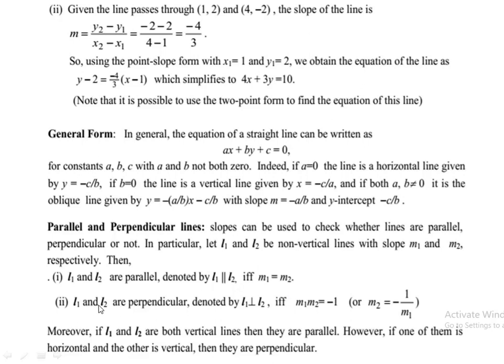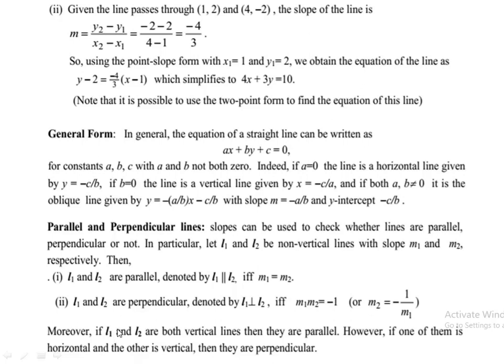Second, L1 and L2 are perpendicular, denoted like this, if and only if the product of the two slopes is -1. That means m1 times m2 equals -1, or m2 equals -1 over m1. If the product of the two slopes is -1, or if one slope is the negative reciprocal of the other, then the two lines are said to be perpendicular.